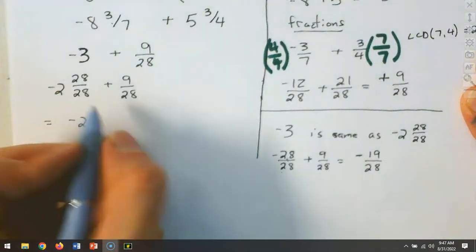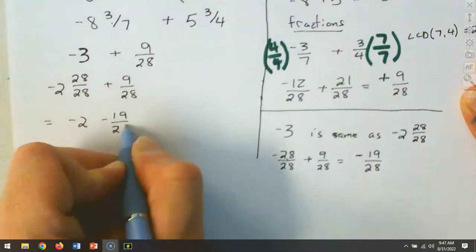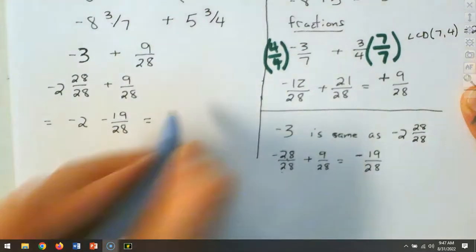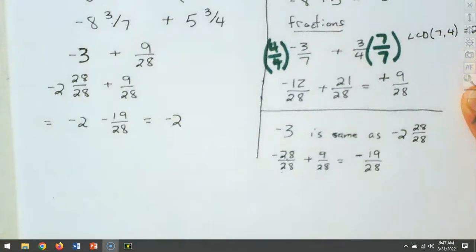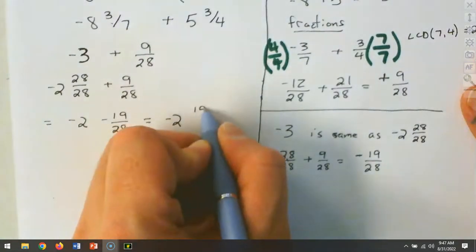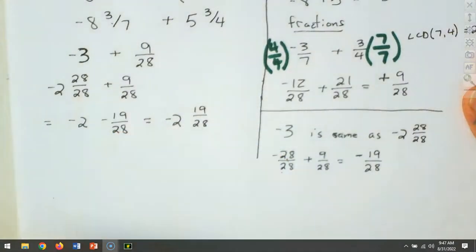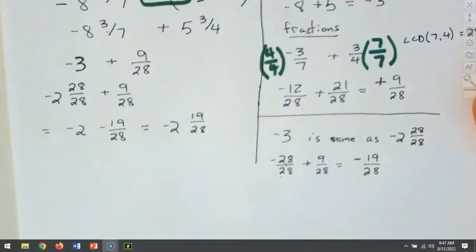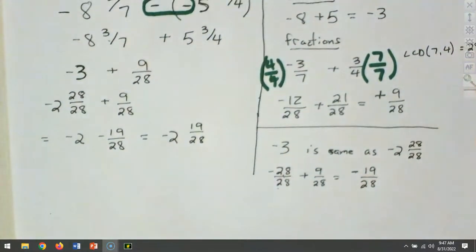Okay, those went together. Now we can finish it because now everything is negative, so those can go together. And that's going to be a minus 2 and 19 over what? 28. I know it's kind of cumbersome to write it this way, but I think it kind of makes sense.